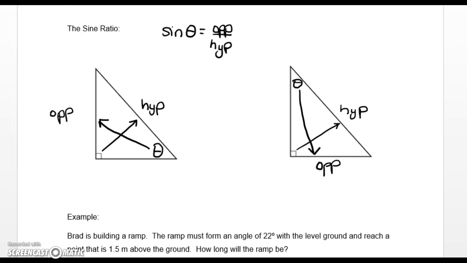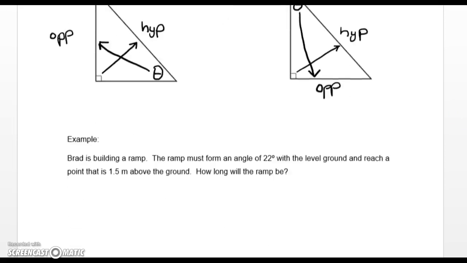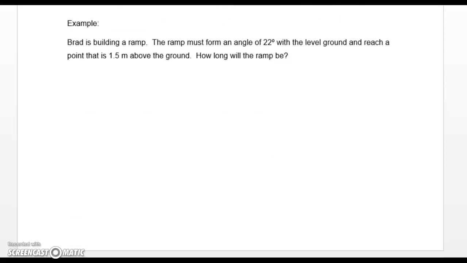So what we're going to do is look at applying this sine ratio to a word problem, and this is example number 3 from your notes. Brad is building a ramp. The ramp must form an angle of 22 degrees with the level ground and reach a point that is 1.5 meters above the ground. We want to know how long will the ramp be.